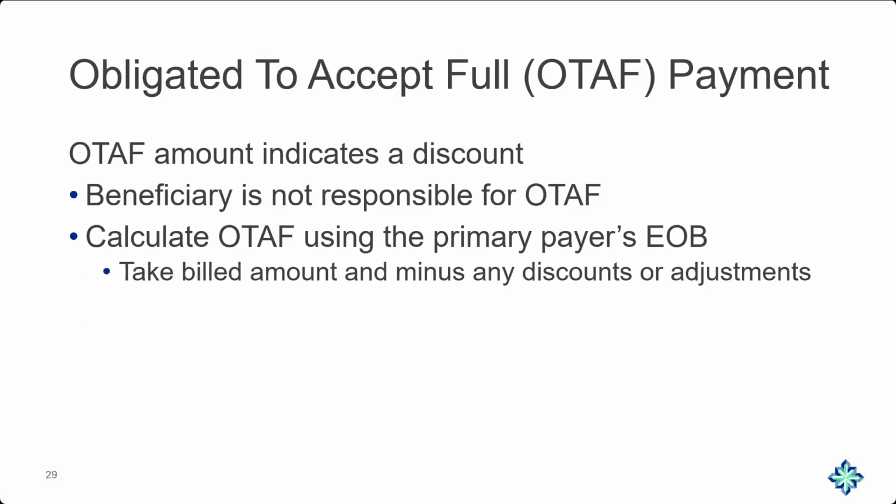Use the primary EOB to determine this. It's your billed amount minus your discounts, your adjustments, anything that you can't bill the patient for. That's what we're looking for: obligated to accept this payment in full. It's what are we allowed, or in the Medicare realm, what's the allowed amount? What's the primary payment going to be able to consider?